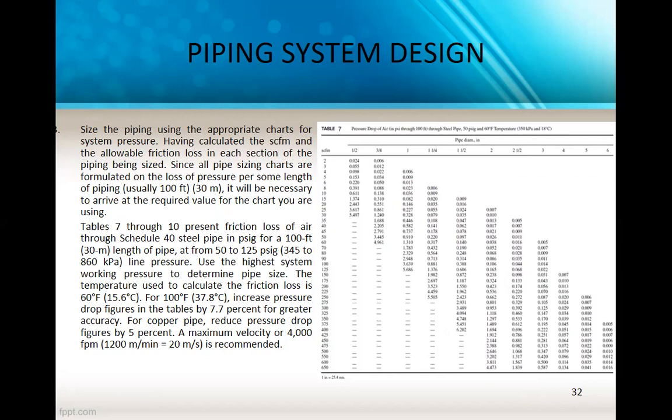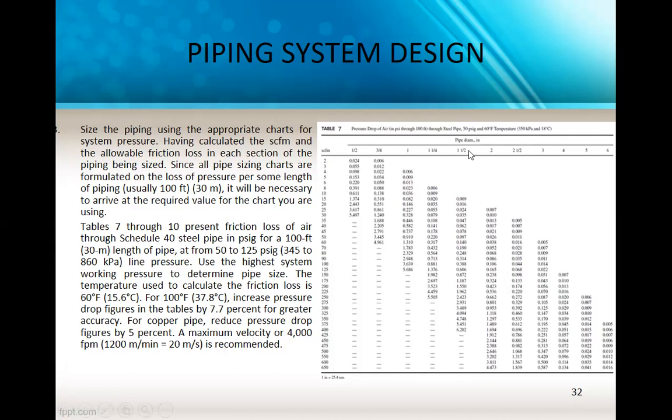The table shows friction loss of air through schedule 40 steel pipe in PSI gauge per 100 feet at 50 to 125 psi line pressure. Use the highest system working pressure to determine pipe size. The temperature used to calculate the friction loss is 60 Fahrenheit. For 100 Fahrenheit, increase the pressure drop figures in the tables by 7.7% for greater accuracy. For copper pipe, reduce pressure drop figures by 5%. The maximum velocity of 4,000 feet per minute or 20 meters per second is recommended.